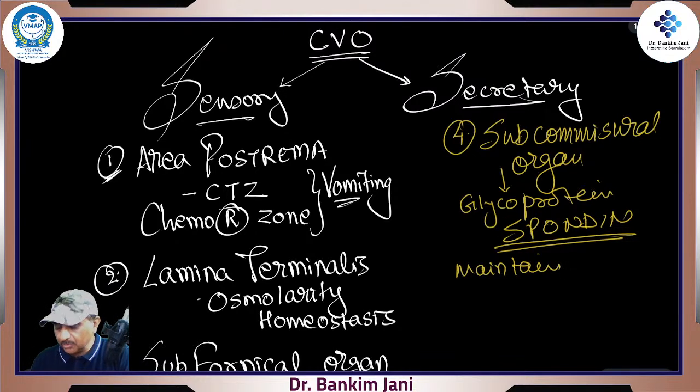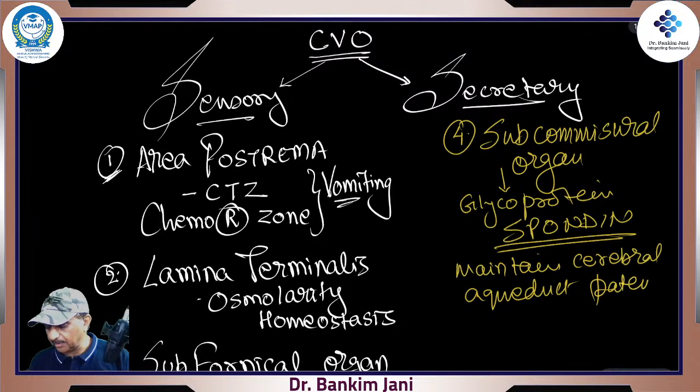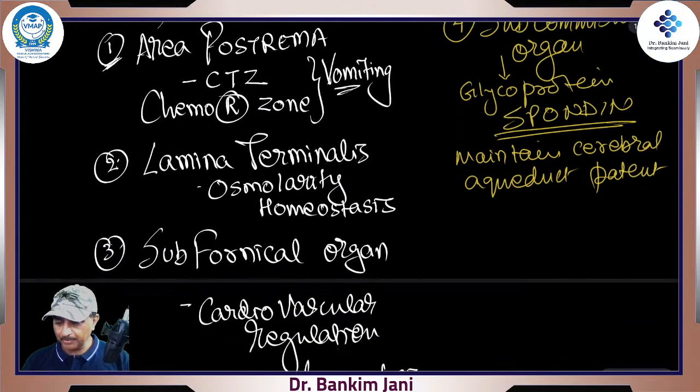In a narrow space, those fibers, which are long strands, will keep the duct open. So they maintain the cerebral aqueduct patent. Patent means open, right? It will keep the cerebral aqueduct of Sylvius open.